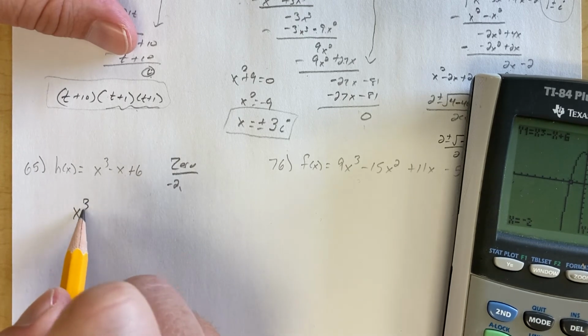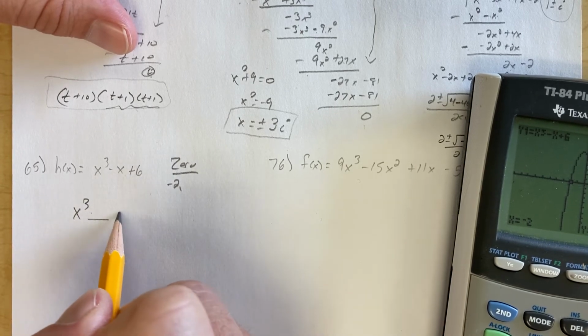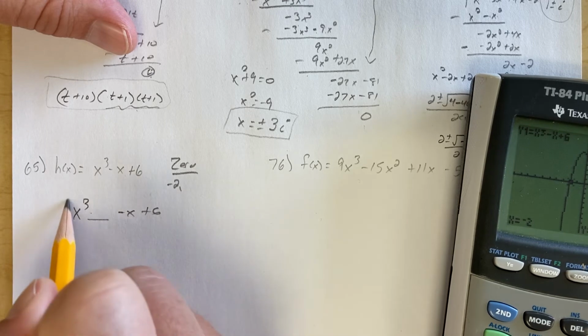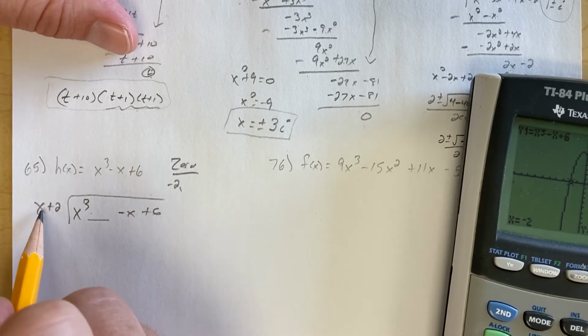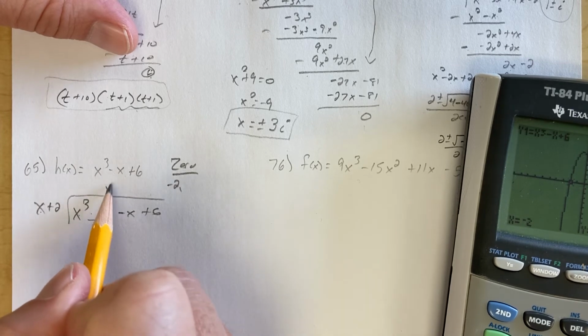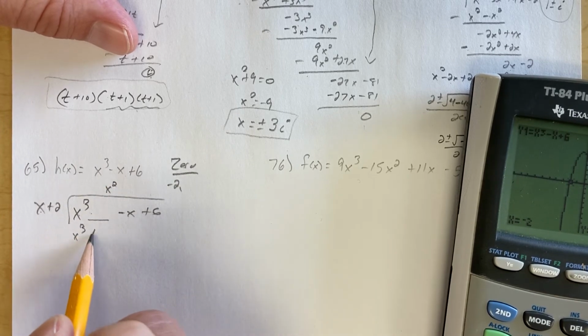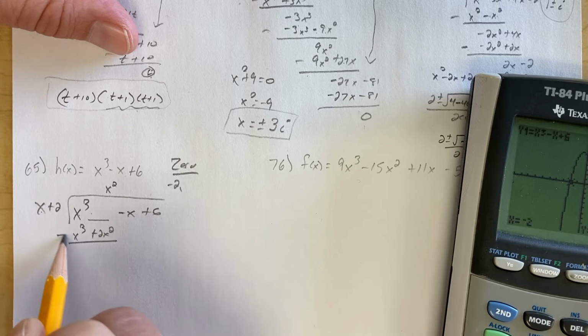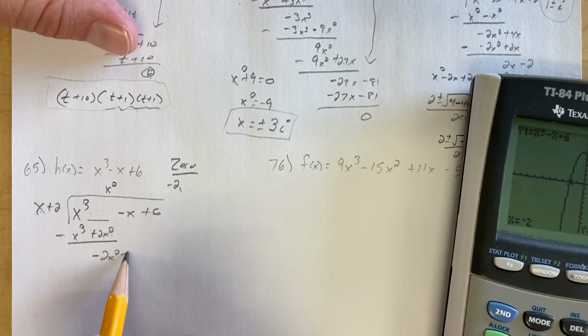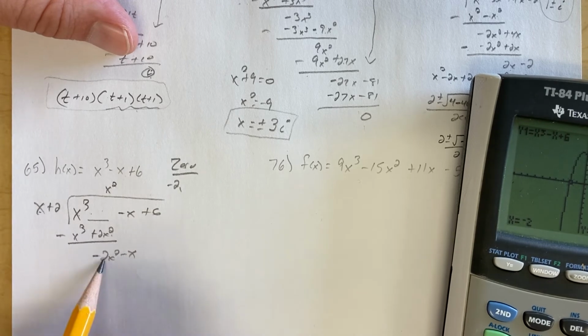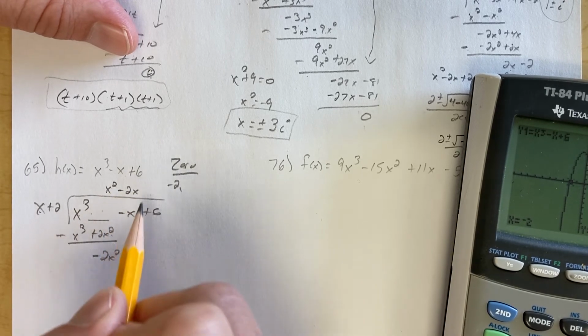So x cubed, we're going to leave a space for x squared, minus x plus 6, divided by x plus 2, the factor that goes with that. To get from here to here, I multiply by x squared. So that's x to the third plus 2x squared. Subtract: nothing minus 2x squared is a -2x squared. Bring that -x down. To go from here to here, we're going to go a -2x.